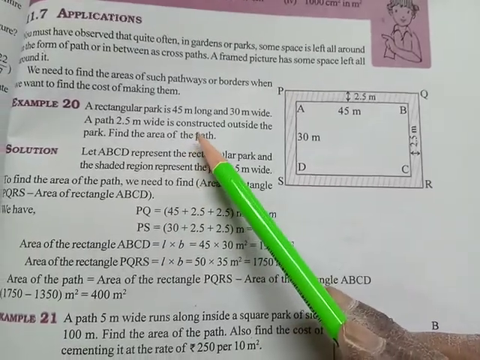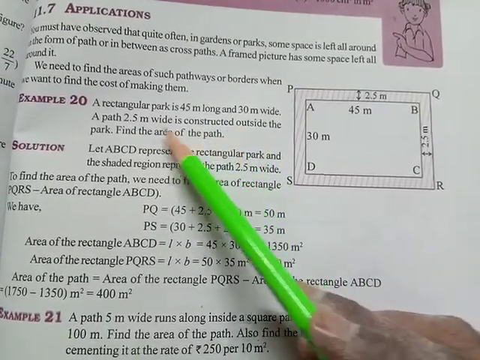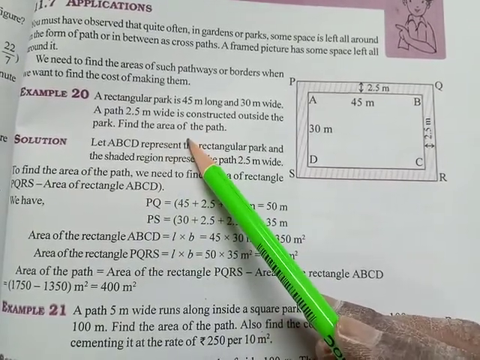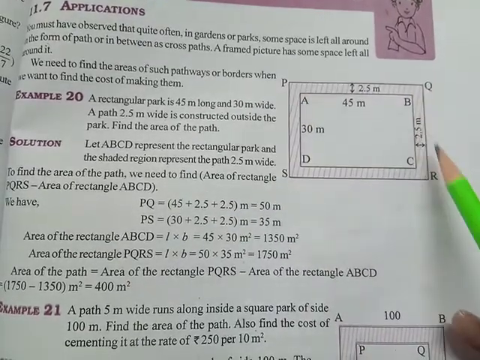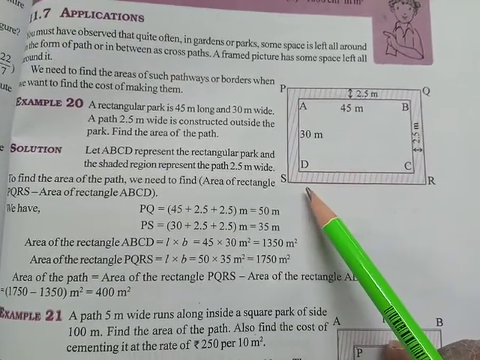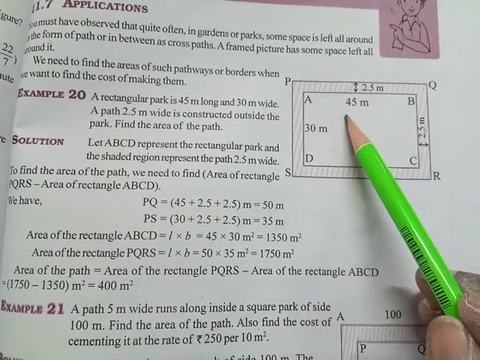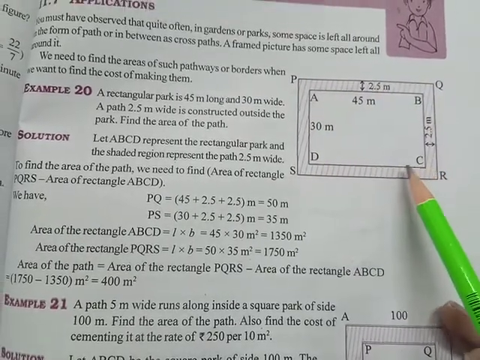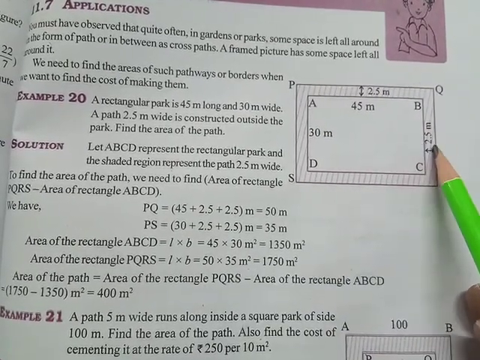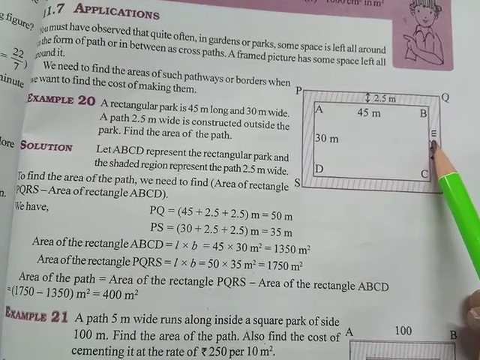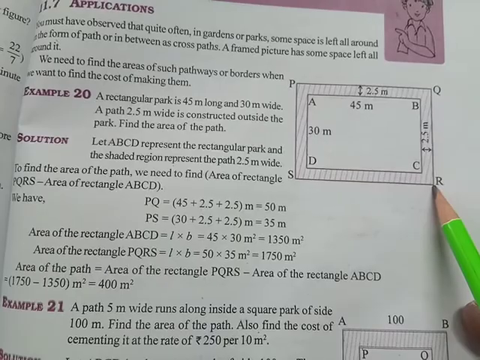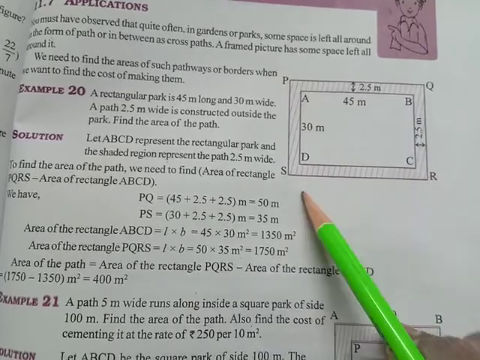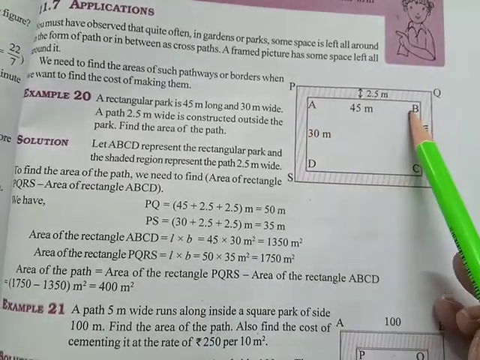A rectangular park is 45 meter long and 30 meter wide. A path 2.5 meter wide is constructed outside the park. Find the area of the path. So this is the rectangular park, in which the length is 45 meters and breadth is 30 meters inside. Now on the outer side we have to make the path, and the width of this path is 2.5 meters. Now what is the area of this path if you want to find? So what we have to do? We have to find the area of the outer side, that is PQRS, and the area of the inner side, that is ABCD.